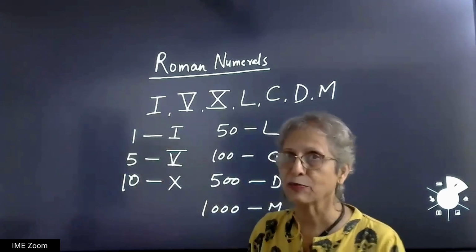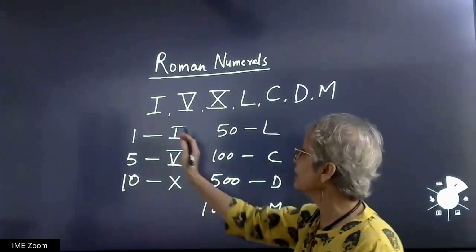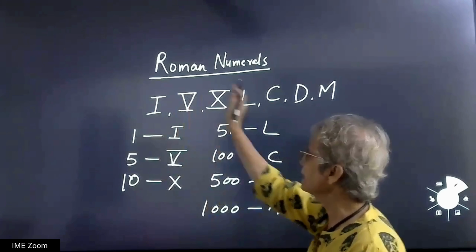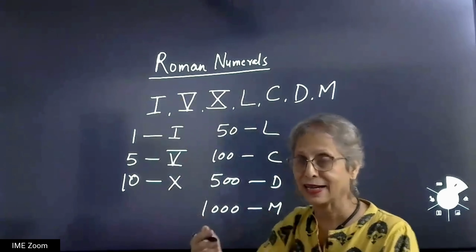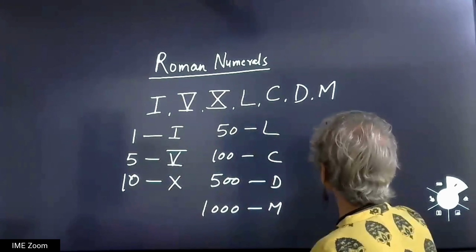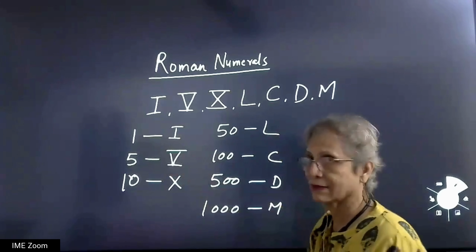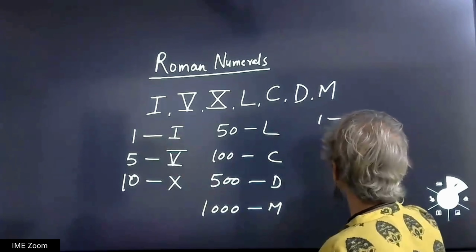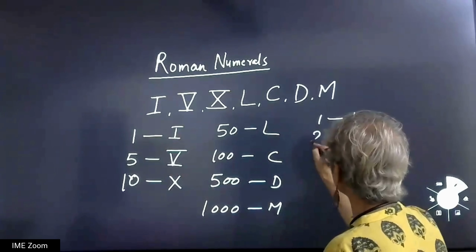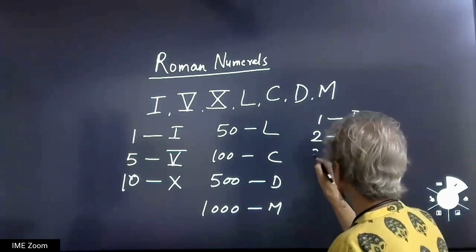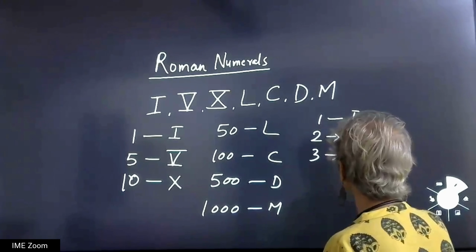Now here the method is that an alphabet written after an alphabet is added. For example, when I want to write 1, I will write I. But suppose I want to write 2. What will I do? I will write I two times. Then for 3, I will write I three times.